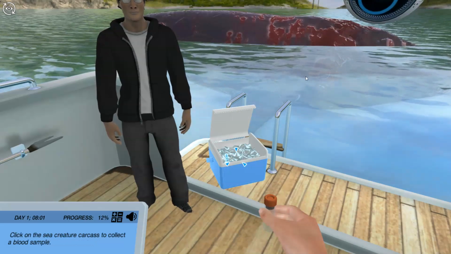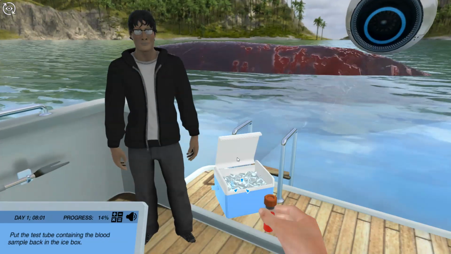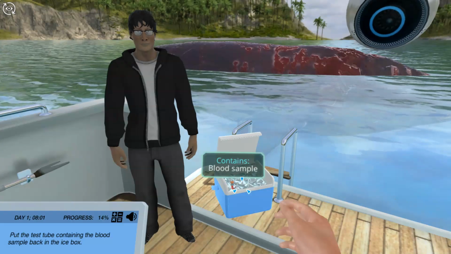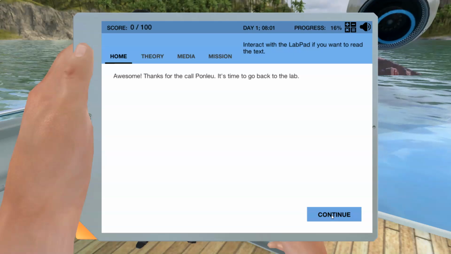Click on the sea creature carcass to collect a blood sample. Put the test tube containing the blood sample back in the icebox. Awesome. Thanks for the call, Ponlu. It's time to go back to the lab.